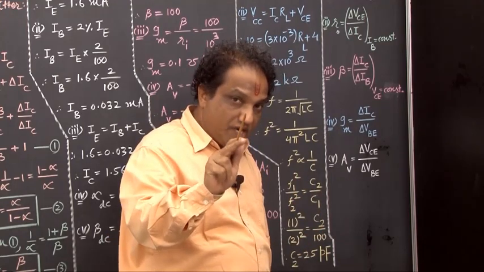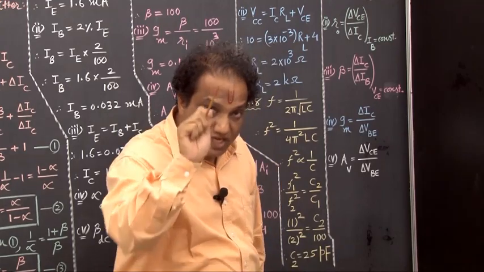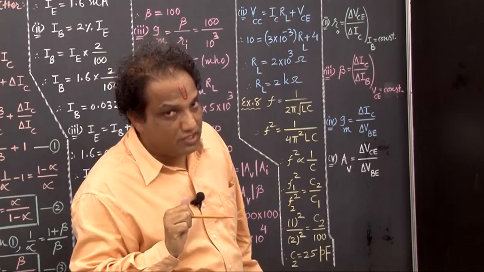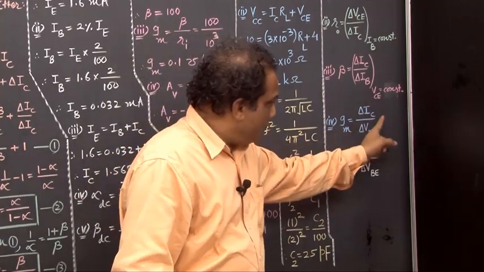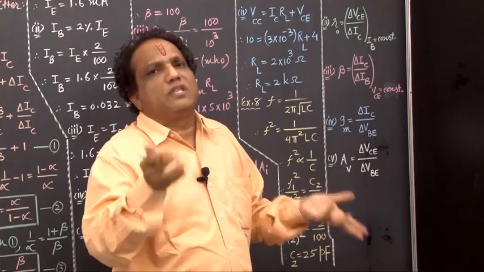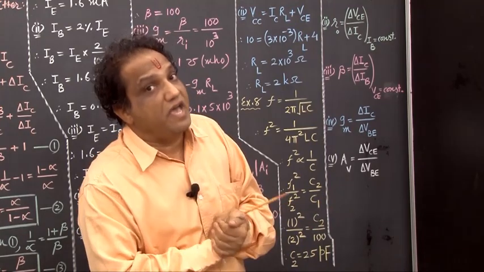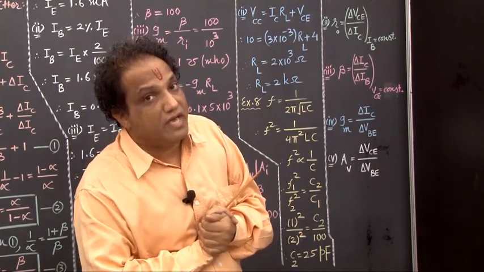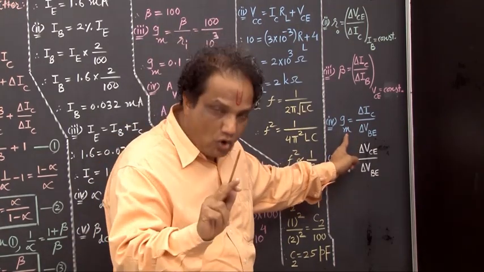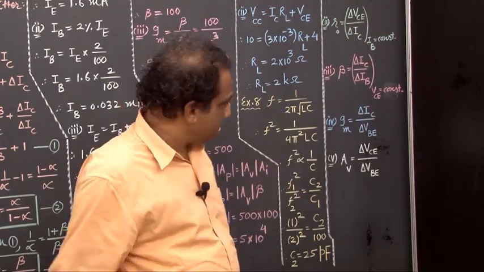But mind well, what about its unit? It is now current upon voltage. Had it been voltage upon current, then its unit would have been ohm. But it is not voltage upon current, it is current upon voltage. So its unit has to be 1 upon ohm. But 1 upon ohm is nothing but mho, or in SI units, Siemens. Siemens symbol is capital S, correct? So the unit of transconductance is either mho or Siemens, which is 1 upon ohm.